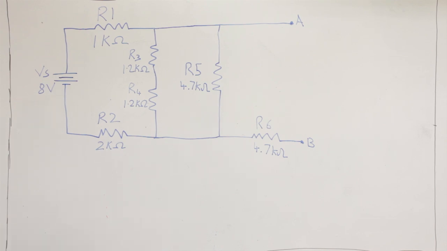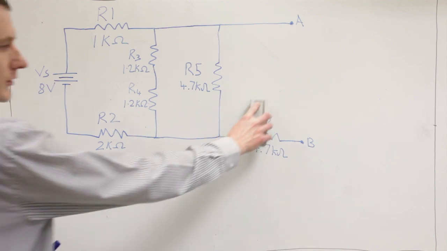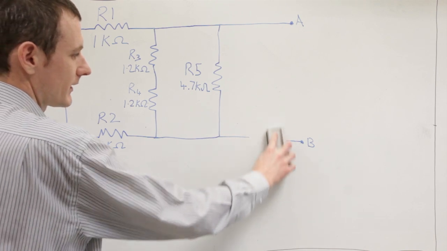So to begin with, we're going to calculate Thevenin's equivalent voltage, and this is the voltage that would be measured across points A and B. You can see that there's going to be no current flow through resistor R6, so it can be treated as a short circuit. So I'm just going to replace R6 with a short circuit.